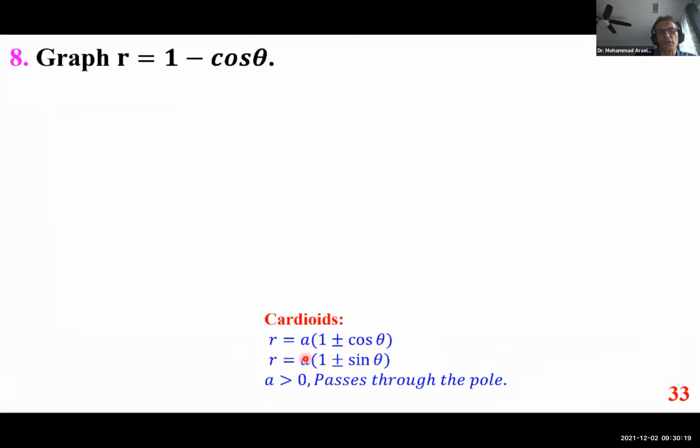So, by the way, this is just to remind you, if we happen to have a graph r equals a times 1 plus minus cosine theta, or r equals a times 1 plus minus sine theta, they are called cardioids because it looks like a heart shape. And it passes through the pole when a is larger than 0.